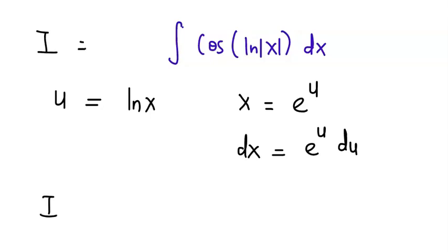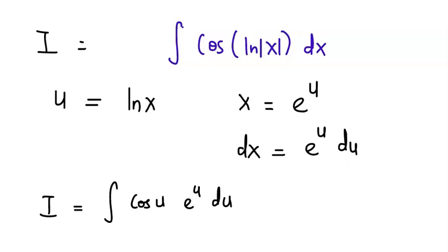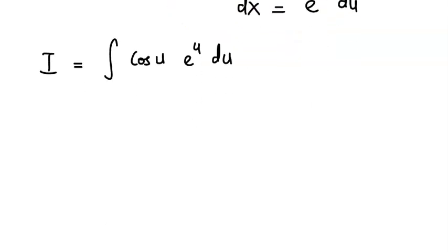So this integral, I, is equal to, in terms of u, the integral of cosine of u, because ln of x is equal to u. Then don't forget dx is this, so we substitute this for dx. That gives us e raised to the power of u du. When the integral is in this form, we can easily make use of the integration by parts formula, or method.